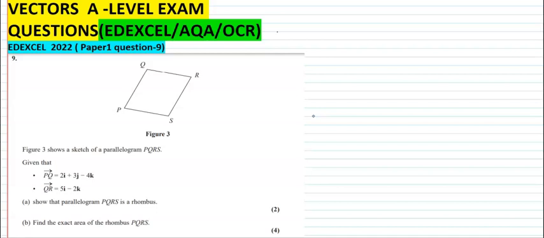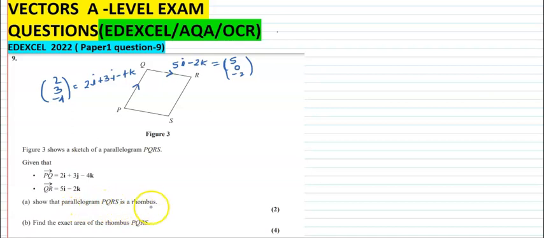and given that PQ is 2i plus 3j minus 4k. So let's write down here 2i plus 3j minus 4k. If you want, you can write it as a column vector 2, 3 and minus 4. It's up to you. And QR is given here as 5i minus 2k. So there is no j component, so you can write down 5, then 0 and minus 2 as a column vector. So PQ and QR are given, and we need to show that parallelogram PQRS is a rhombus.